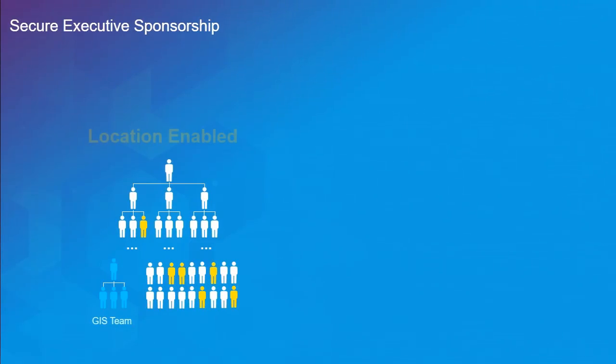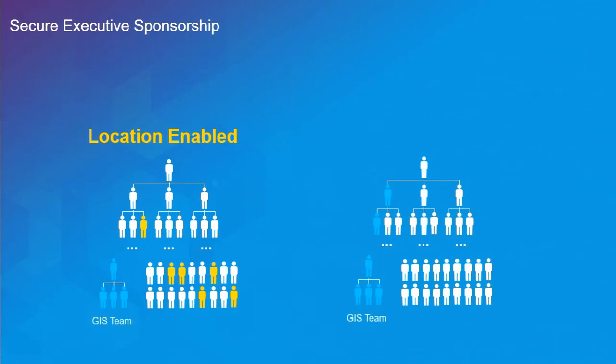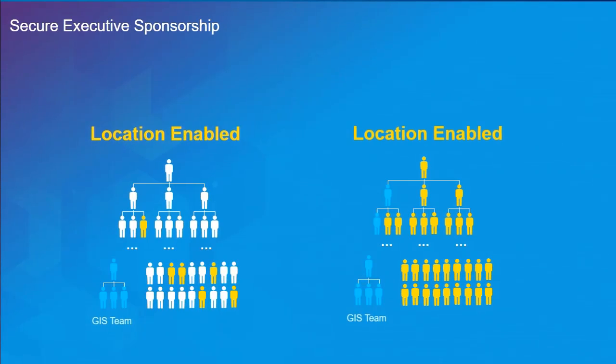So if you evangelize within your team, perhaps you can location enable a small group of your organization. But if you are able to spread that GIS knowledge to members of the executive leadership, then that executive top-down will be able to help location enable a much larger portion of your organization. This is important because now you can have permeability of your Web GIS throughout your organization.